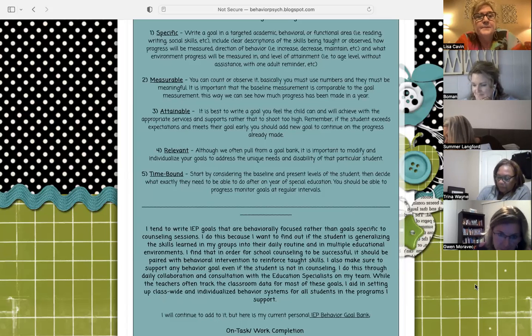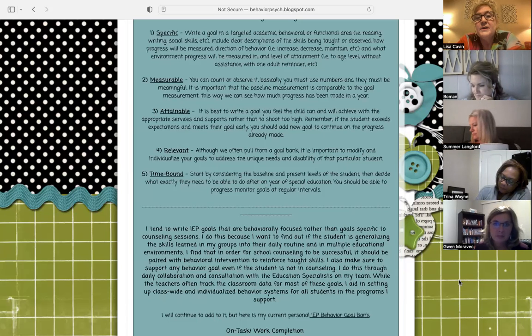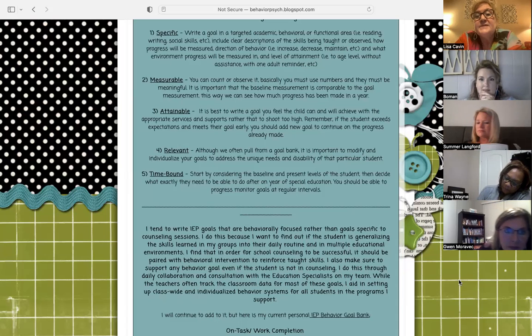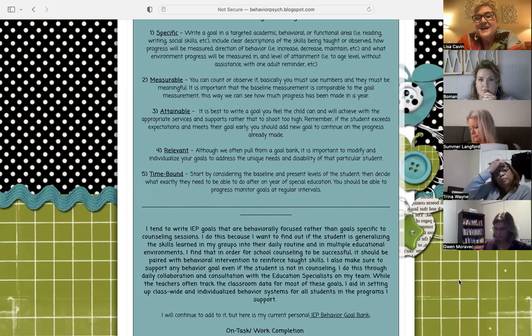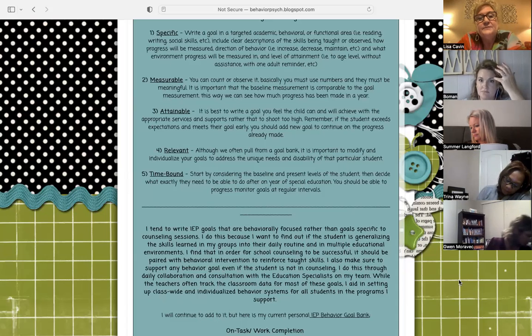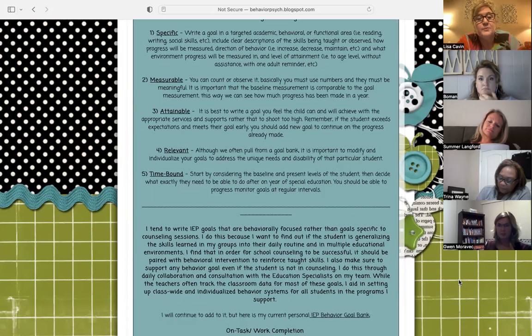Then the M is for measurable. You can count or observe it. It's something that you can measure. Basically, you must use numbers. They must be meaningful. It's important that the baseline measurement is comparable to the goal measurement. This way we can see how much progress has been made in a year. So again, something that's measurable.